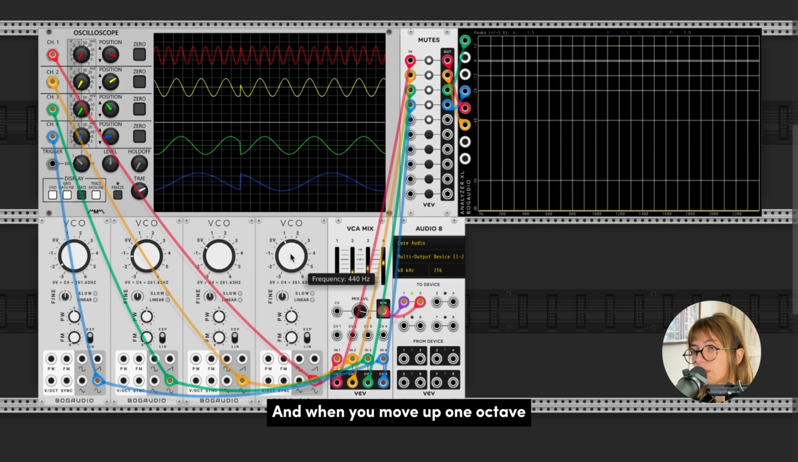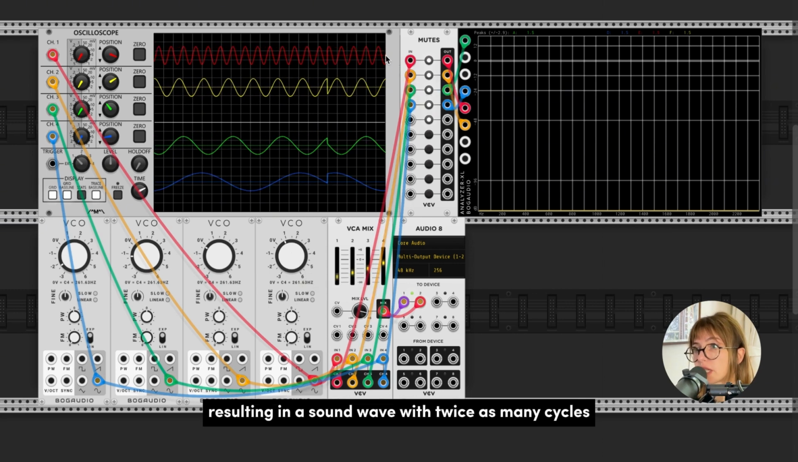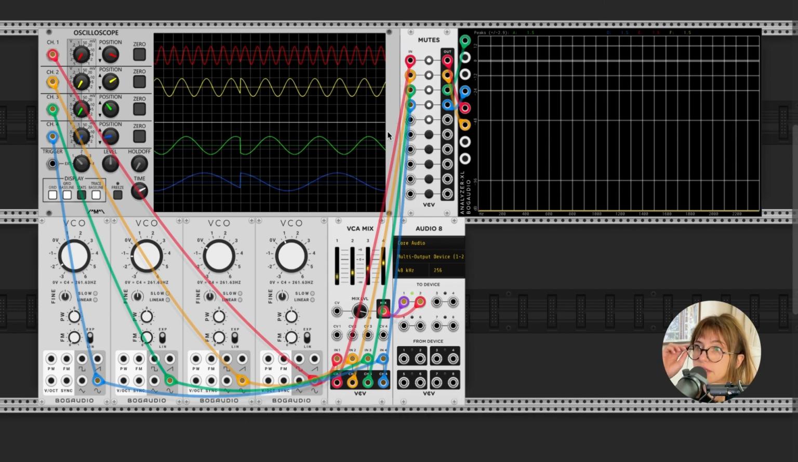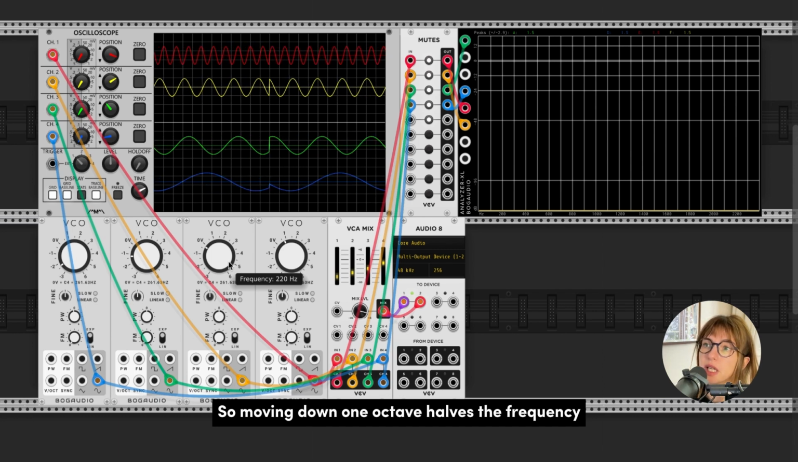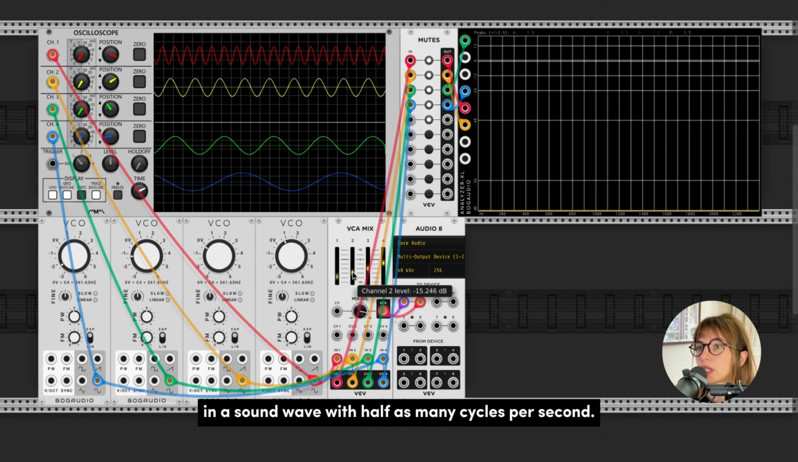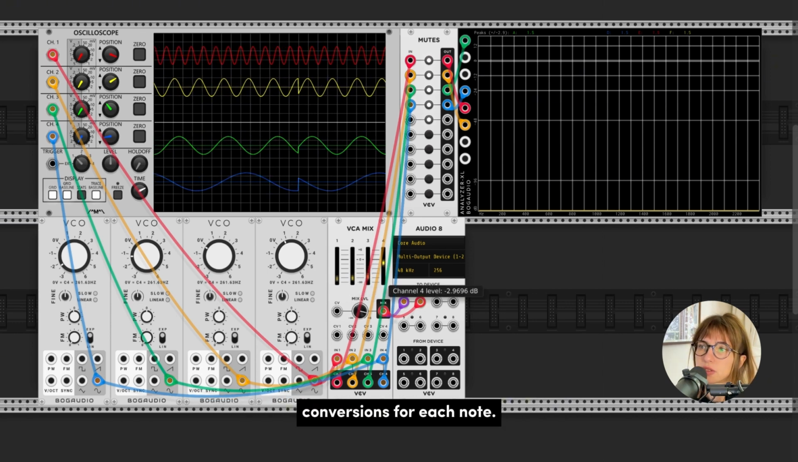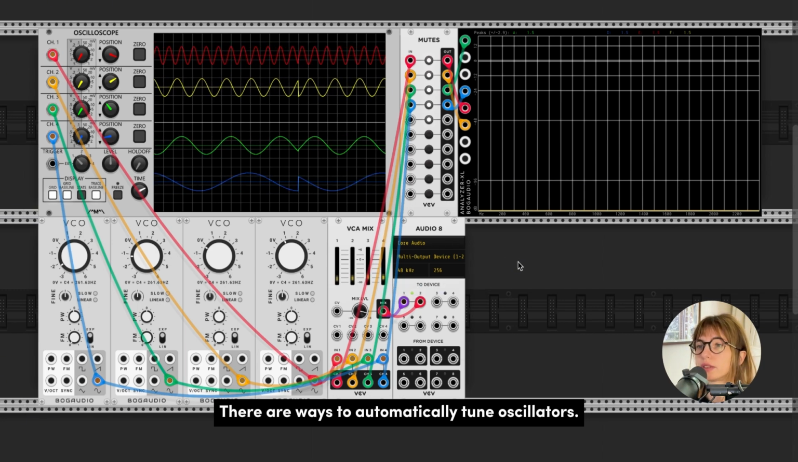And when you move up one octave, you double the frequency, resulting in a sound wave with twice as many cycles per second. So moving down one octave halves the frequency, resulting in a sound wave with half as many cycles per second. You don't need to know the pitch to Hertz conversion for each note. There are ways to automatically tune oscillators.